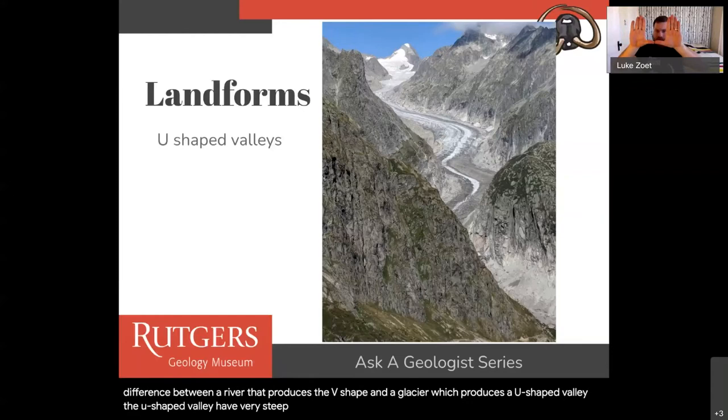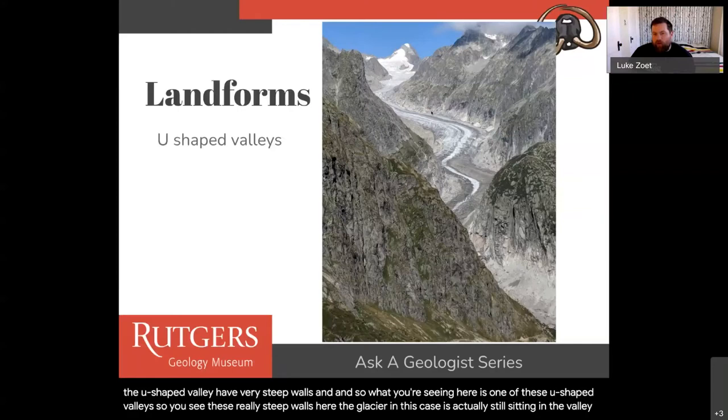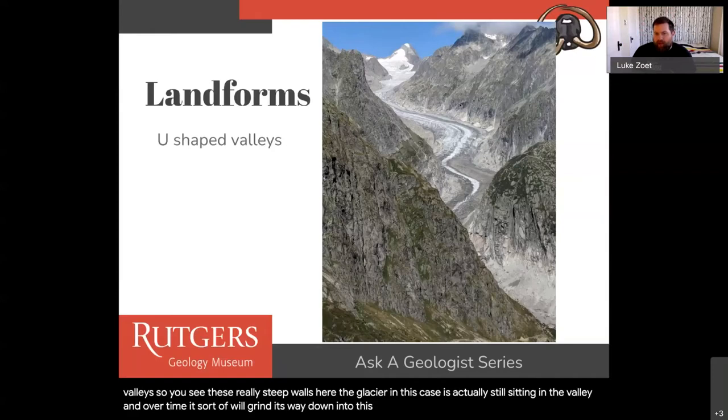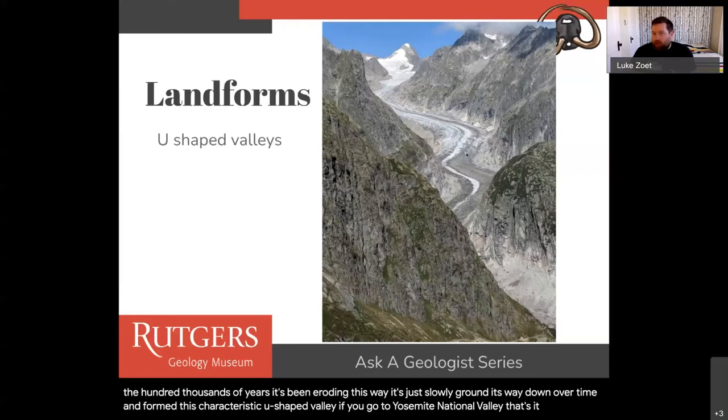And so what you're seeing here is one of these U-shaped valleys. So you see these really steep walls here. The glacier in this case is actually still sitting in the valley. And over time, it will grind its way down into this valley, getting deeper and deeper. At some point in the distant past, the glacier probably sat up higher like this. And then over hundreds of thousands of years, it's been eroding this way. It's just slowly ground its way down over time and formed this characteristic U-shaped valley. If you go to Yosemite National Park, that's a U-shaped valley because the whole thing was carved out by a glacier, ending about 15,000 years ago.